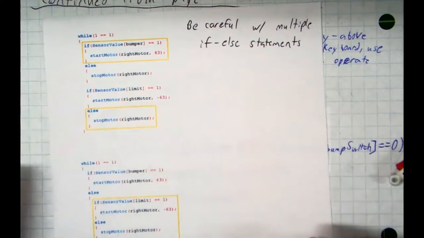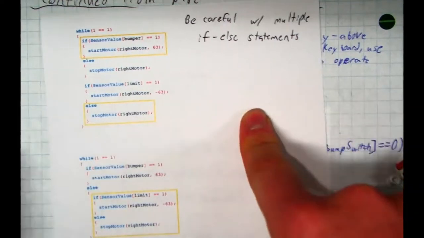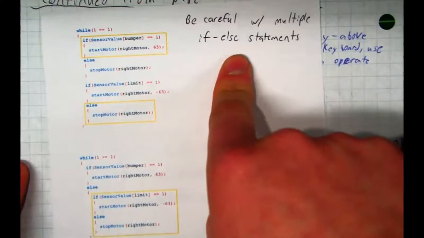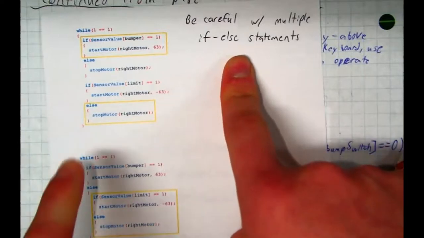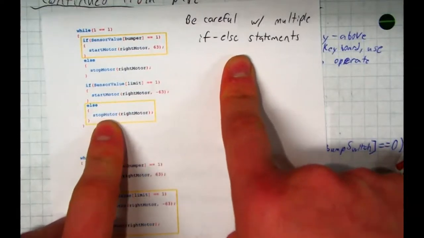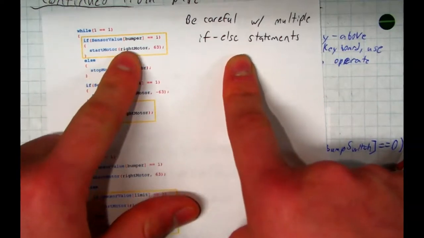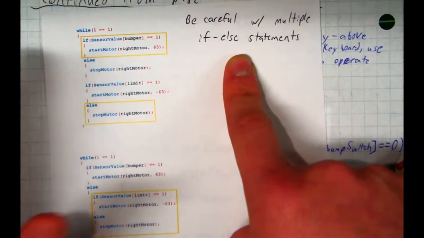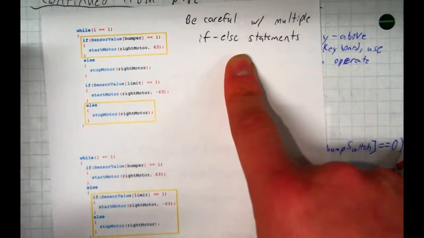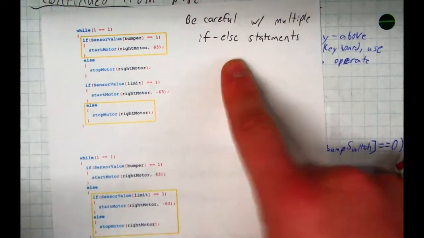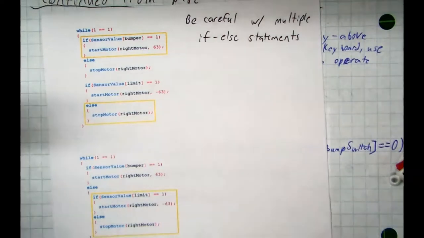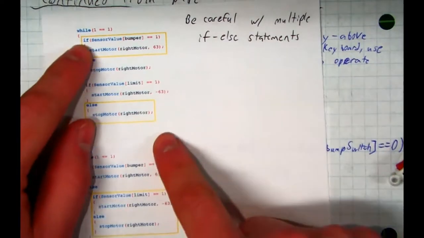But wait, hold on. If I'm pushing the bump switch, it goes deeper than that. If I push the bump switch and not the limit switch, if the limit switch is not pushed, what happens? The right motor is off. But if the bump switch is pushed, the right motor is on. This won't work. You type this in, you run it, your robot will do nothing. And you'll ask Mr. Anderson, why isn't it working? It's because these two statements contradict each other.